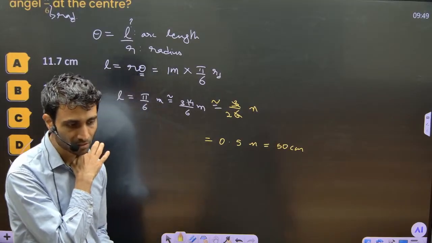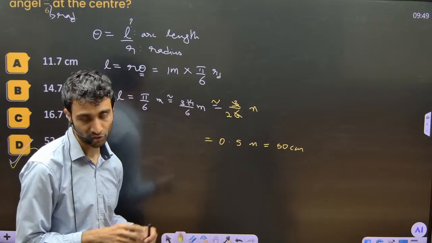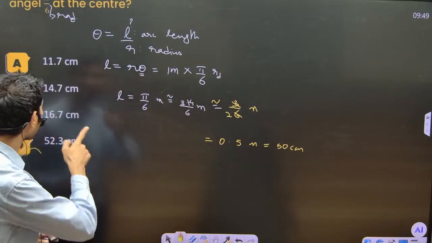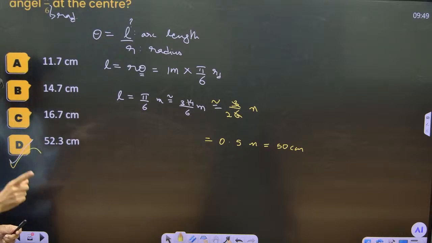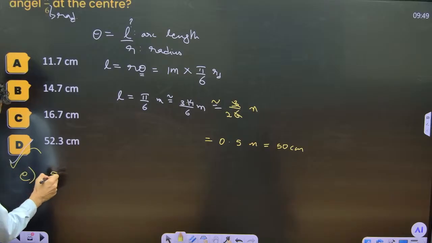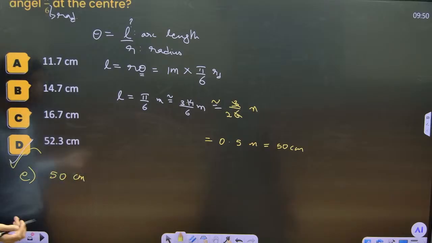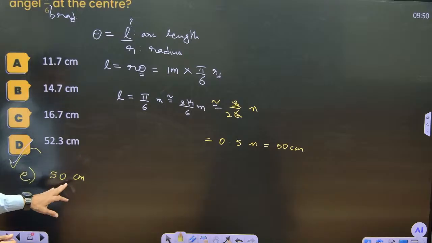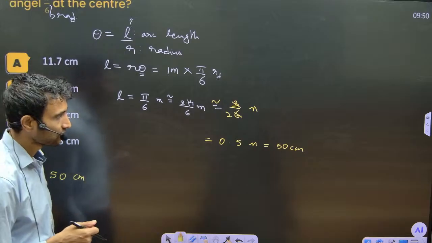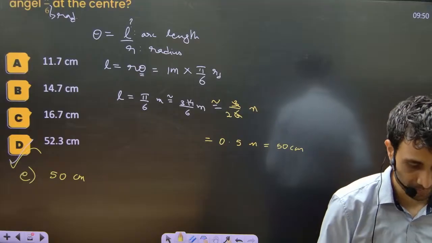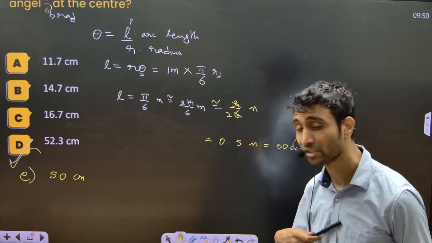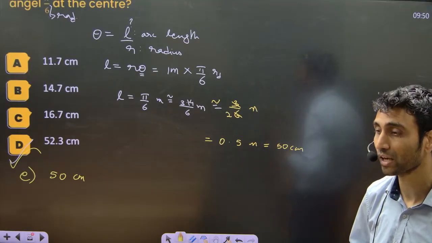But that is only if you're running short on time, and the options are quite far apart. Now, if there was another option, you would be in a fix. Let's say there was an E option saying 50 centimeter, or let's say 51 centimeter, something like that, right? Then you would be in a difficult position to decide which option is correct, and then you'll have to do the actual calculation.